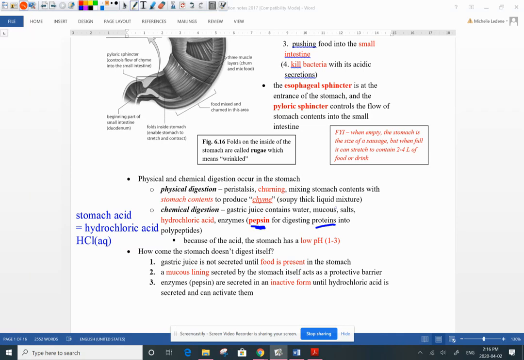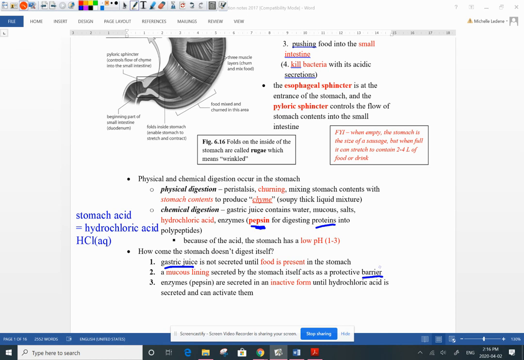So a lot of kids wonder, why doesn't the stomach digest itself? Well, for one thing, you don't add gastric juice or stomach juice until food is actually present in your stomach. And so you don't have all this extra acid sitting around just digesting your stomach. Plus, you have a mucus lining that regenerates every couple of days, and that acts as a barrier to the acid. And you also send out these enzymes in an inactive form. Then once the food arrives and the acid arrives, they become activated, and then they do their job.